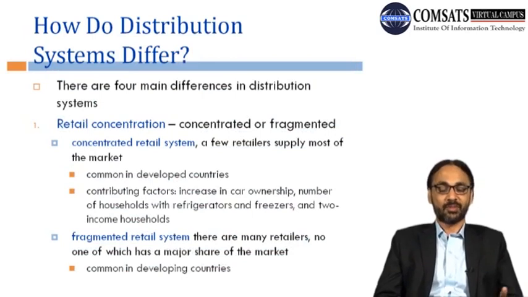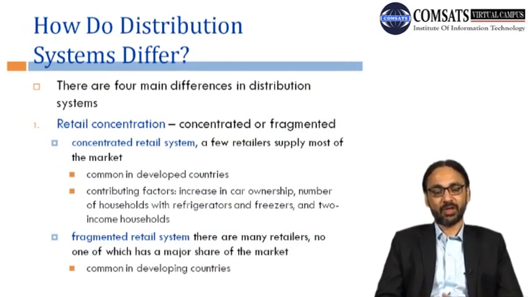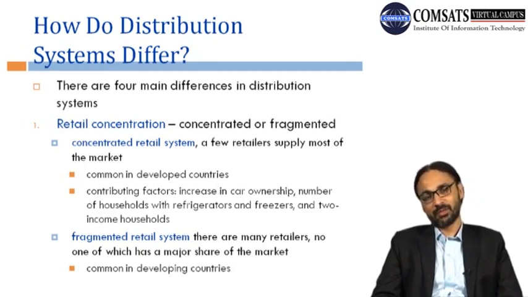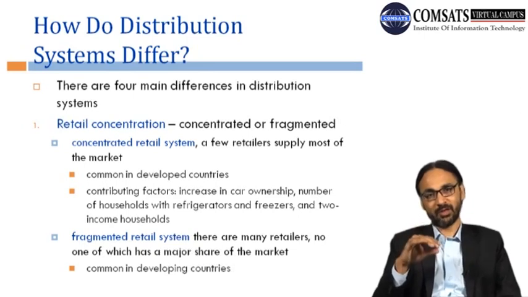How do distribution systems differ? Okay, now we talk about the distribution system. There are 4 main differences in distribution systems. The first one is retail concentration, which is concentrated or fragmented. A concentrated retail system is one where a few retailers supply most of the market. Concentrated market means only a few players exist in the market and they have captured it.